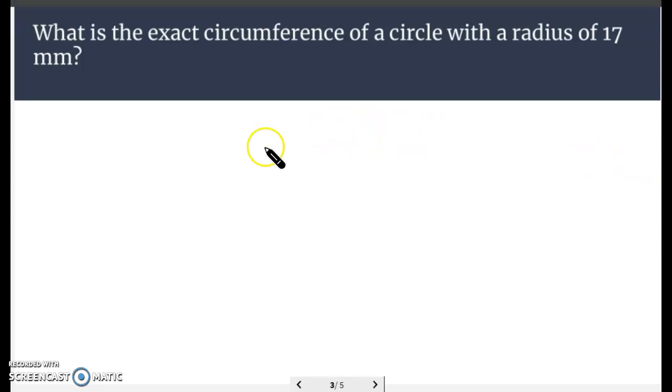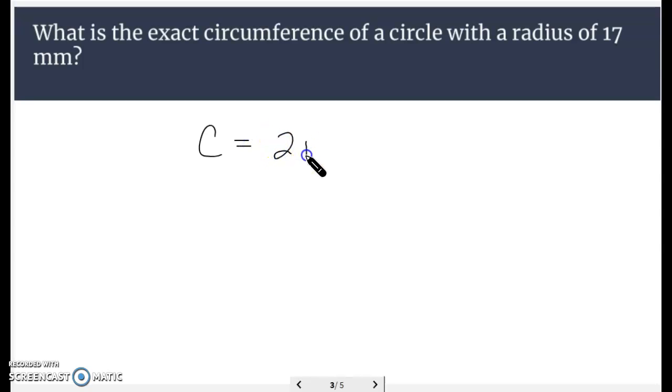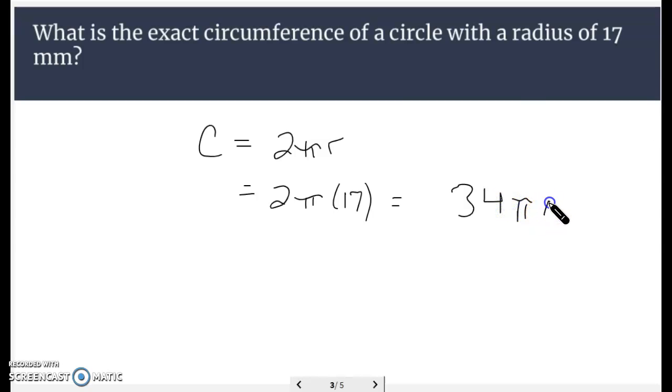What is the exact circumference of a circle with a radius of 17 millimeters? And remember one variation of our formula, 2 pi r. And we're going to put the 17 in for r and leave pi alone. 2 times 17 is 34, so we say 34 pi millimeters.